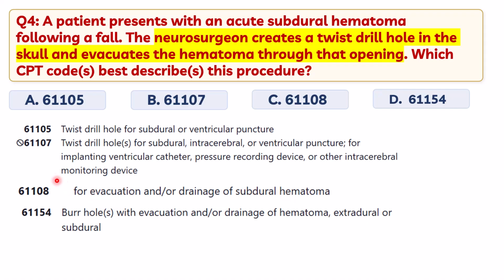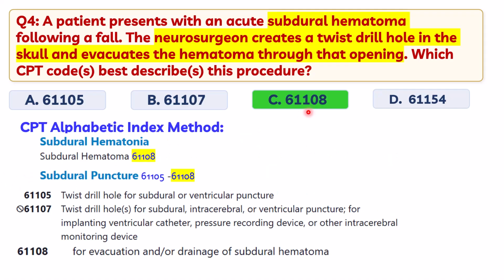This code you have to read as follows. Twist drill holes for subdural, intracerebral or ventricular puncture for evacuation and drainage of subdural hematoma. So that is the case here. So the correct code will be answer C.